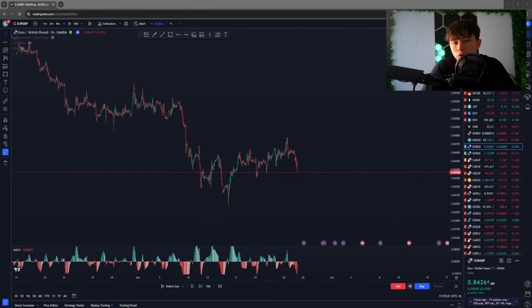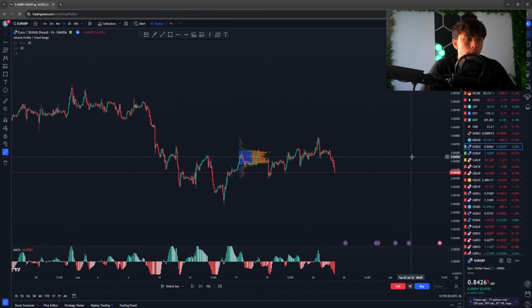So the first part of the strategy is using a volume profile. We're going to dive into the volume profile. We're going to talk about why it's useful and how we're going to utilize what we know about the volume profile for this strategy. So right here is a volume profile.